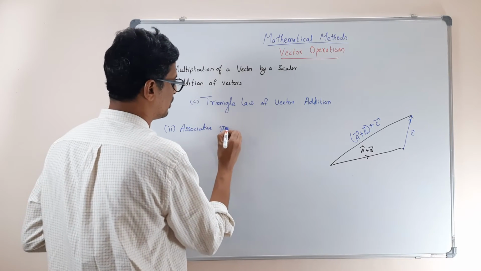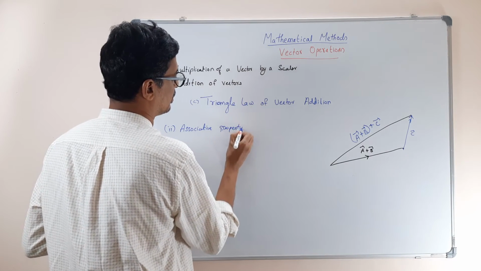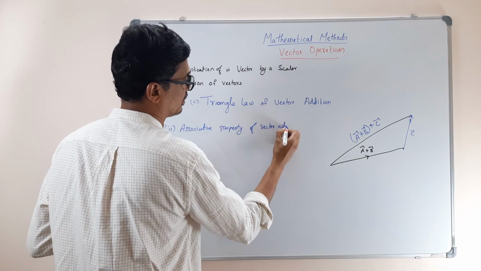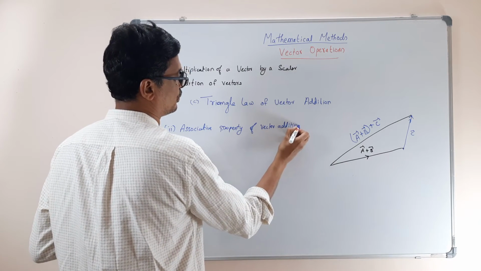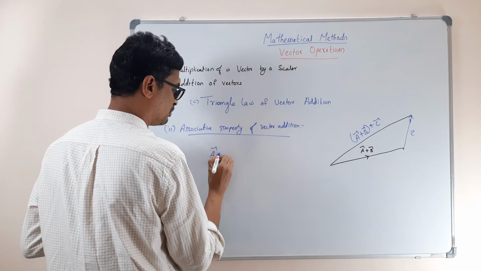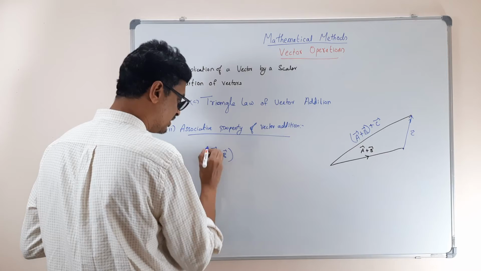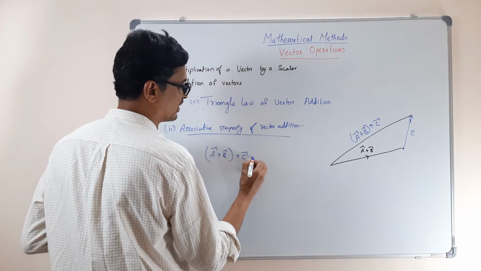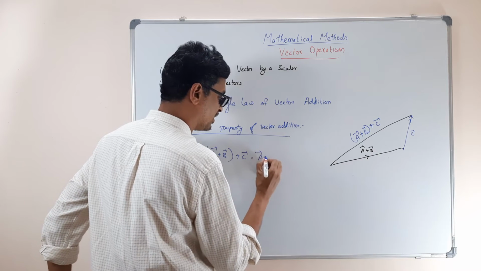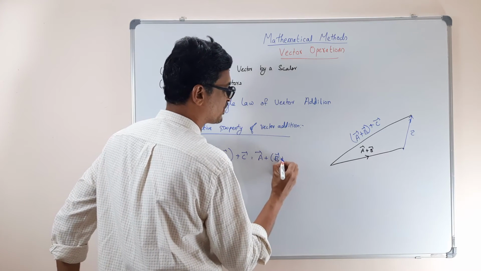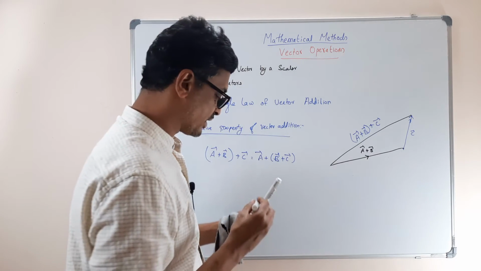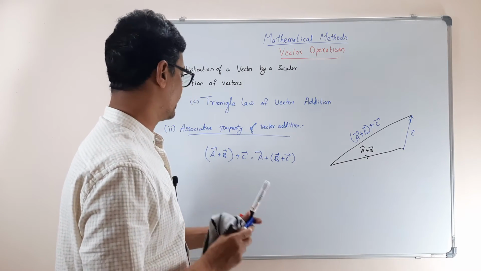Associative property of vector addition. What it says is that A vector plus B vector plus C vector can be written as A vector plus B vector plus C vector also. Okay, so this is what we call the associative property of vector addition.